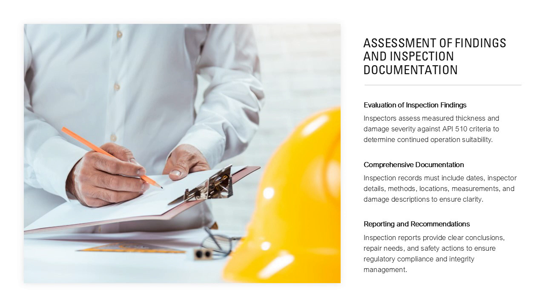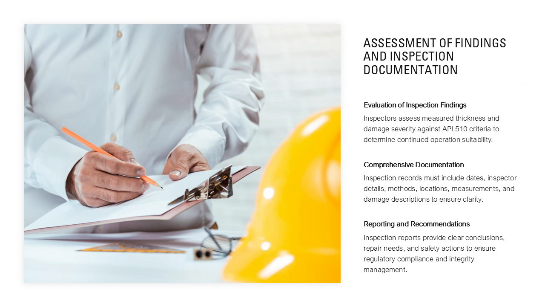Documentation is a critical part of the inspection process. API 510 requires that inspection records include the date of inspection, the name and qualification of the inspector, the inspection methods used, locations examined, thickness measurements, and detailed descriptions of any damage found. Photographs, sketches, and NDE reports should be included to provide clear evidence of conditions observed. Consistent and thorough documentation supports future inspections and enables effective trending of degradation.